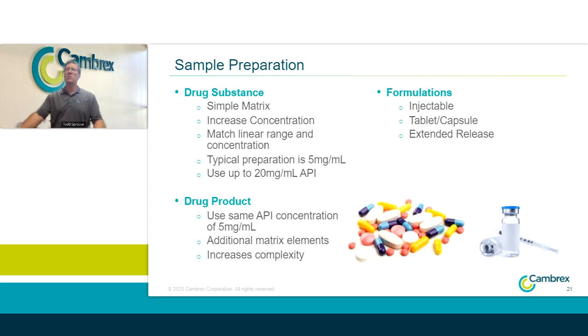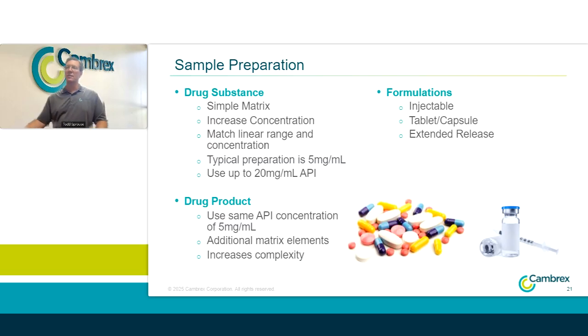And so within the drug substance, that's a very simple matrix. What we're looking to is increase the concentration so that we can create the linear range to the sample concentration in order to meet the limit requirements for these nitrosamines within your API. And so typically our preparation is around 5 mg per mil, and we can go up to 20 mg per mil where we really need to evaluate the solubility of the API in order to do that. And these higher concentrations are required for us to hit the ppb levels that may be required based on the amount of API being dosed.